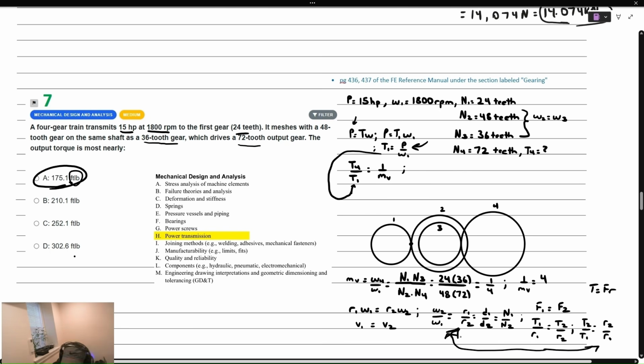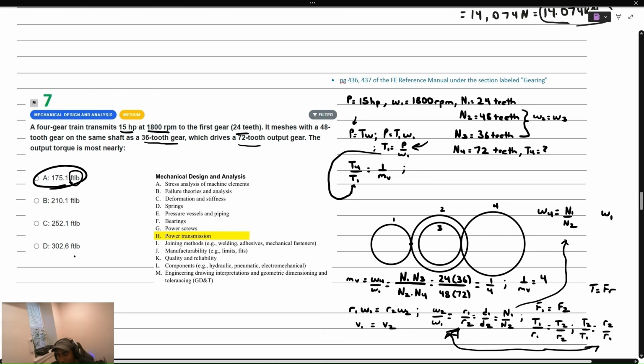Just to show you an example of how that will work, if we're looking for the angular speed of 4, we can start off at the first gear, right? We know that if we take the ratio of the number of teeth of the first gear to the number of teeth of the second gear, and we multiply that by the angular speed of 1, what we end up getting is the angular speed of 2, right? The input number of teeth to the output number of teeth multiplied by the input angular speed is equal to the angular speed of 2.